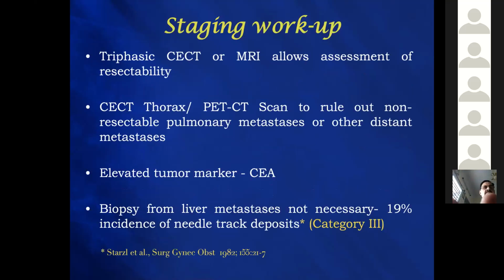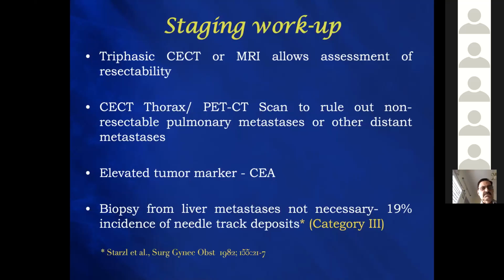Triphasic CT or MRI, as you all know, will allow the assessment of the resectability and also the volumetry, how much of functioning liver will remain. Means you can calculate the functional future liver remnant divided by total liver volume, see the ratio and decide how much can be resected or whether the patient is fit for resection. PET-CT scan is for non-resectable pulmonary or lymph nodes or any bone metastasis, to see the presence of any distant metastasis. Elevated tumor marker CEA will be used for prognosis only if it is elevated preoperatively.